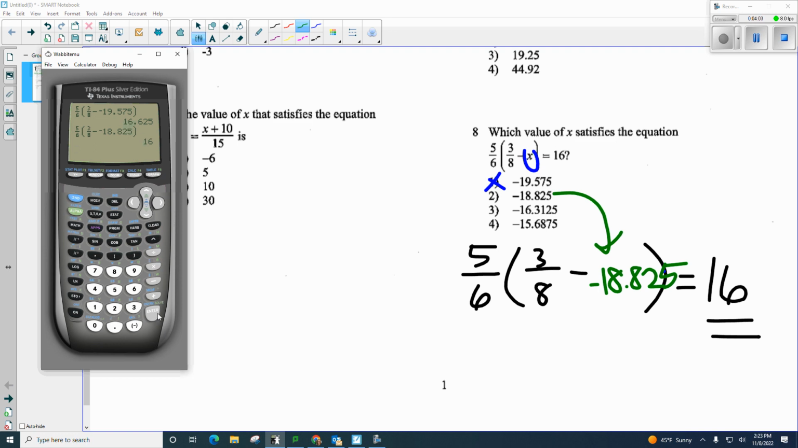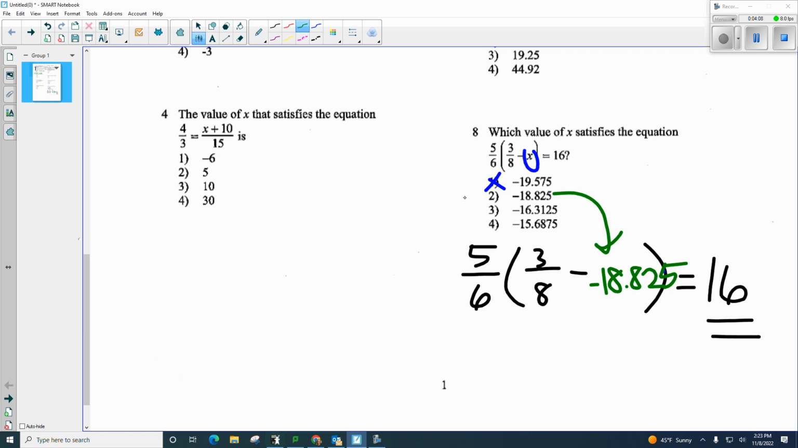All right, hopefully you put it in, and we got 16. That means that number 2 is our answer.